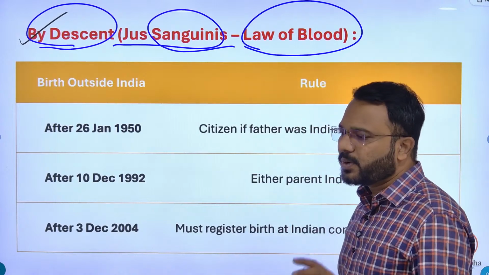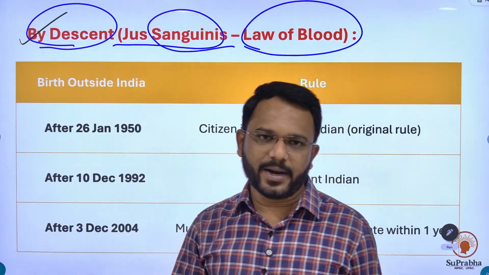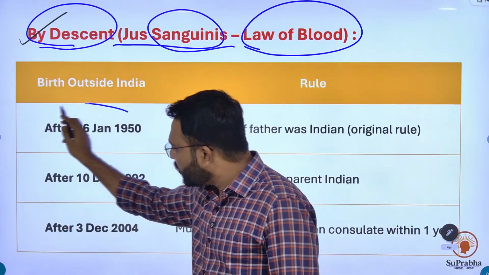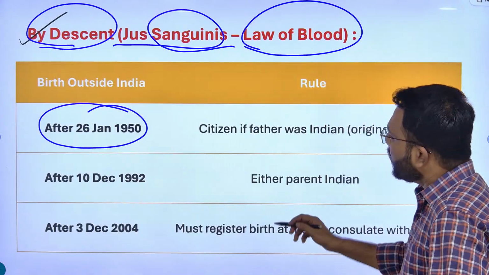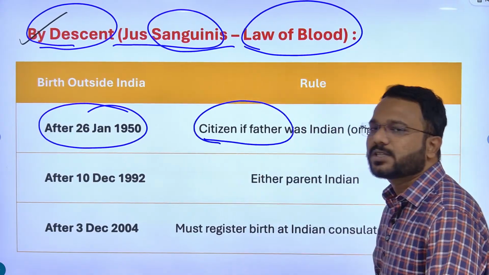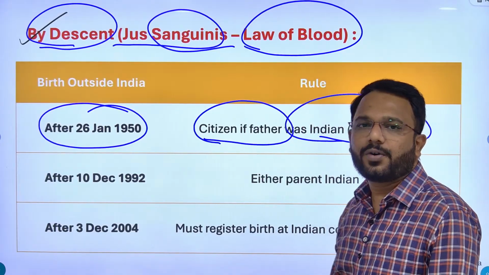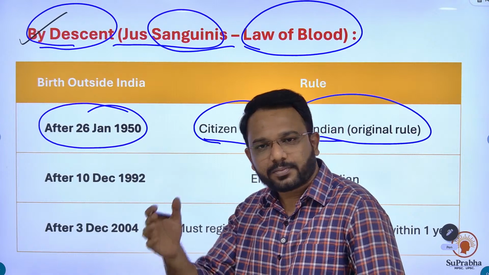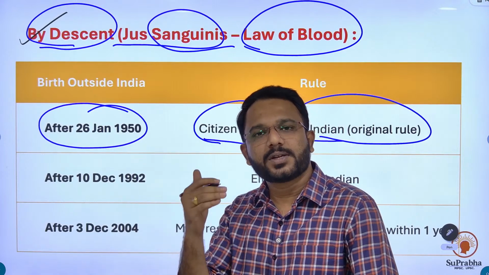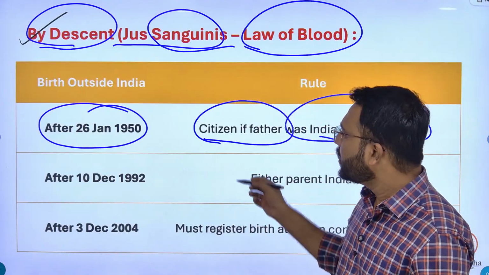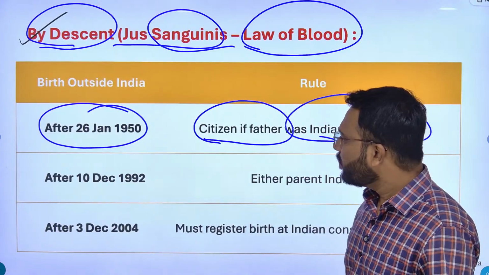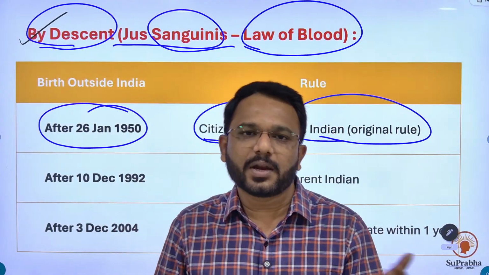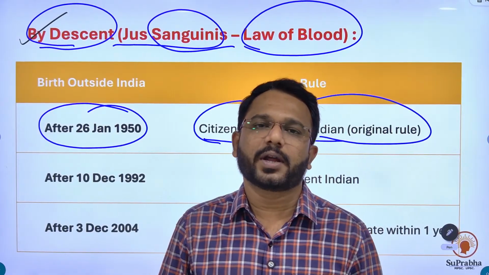If a person is born outside India after 26 January 1950 and his father was a citizen of India, he would be a citizen of India. For example, an individual who is born in America, whose father is Indian and mother is an American citizen, would be granted citizenship of India by descent. But this was a discrimination based on gender. What if the father is American and the mother is Indian? The child would not get Indian citizenship.